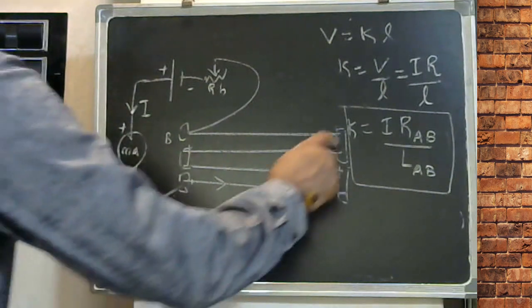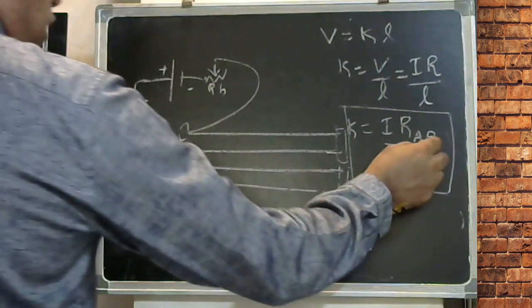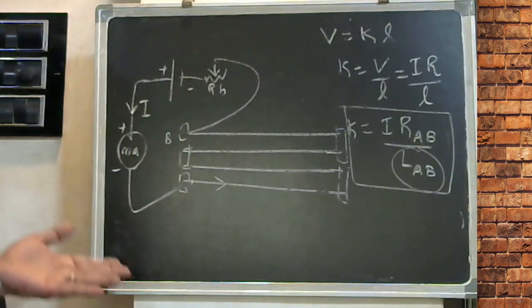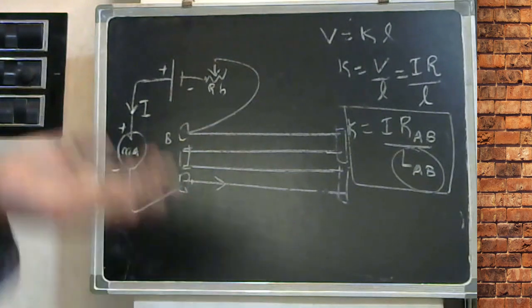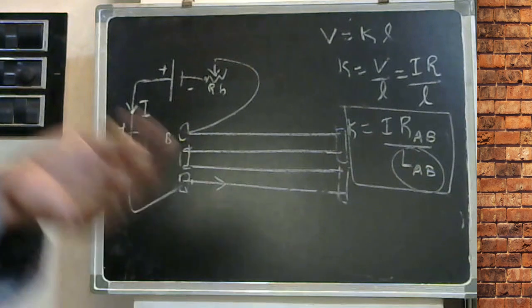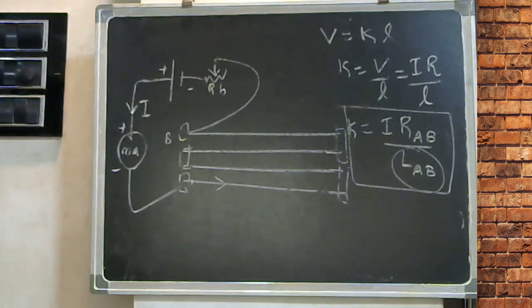So how can I decrease it? Increase L. Simple logic. Increase the length of the potentiometer. That means instead of a 4-wire potentiometer, go for a 10-wire potentiometer. If you're given an option between a 10-wire and a 4-wire, the 10-wire is the best one because it has more sensitivity. So 10-wire potentiometers are much more sensitive than 4-wire potentiometers.